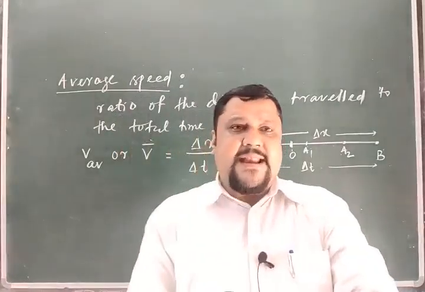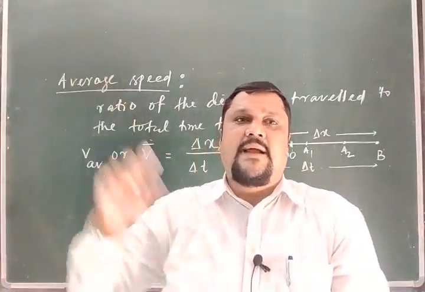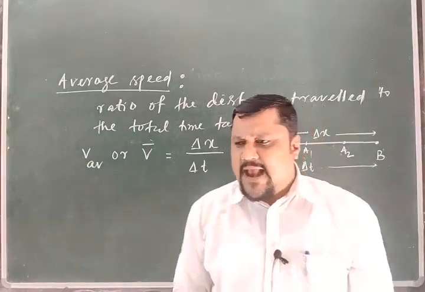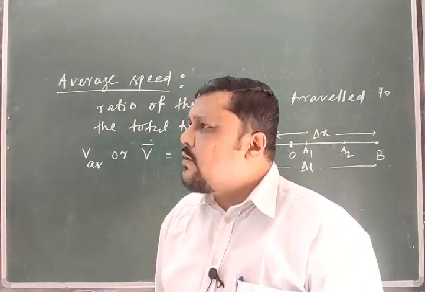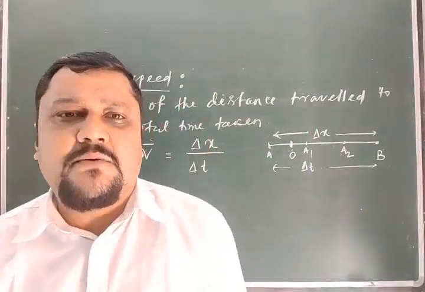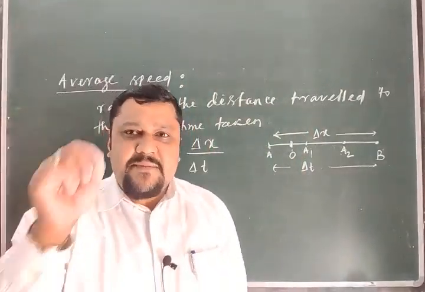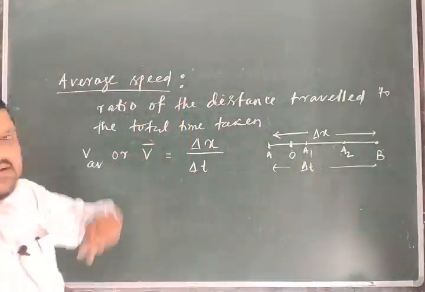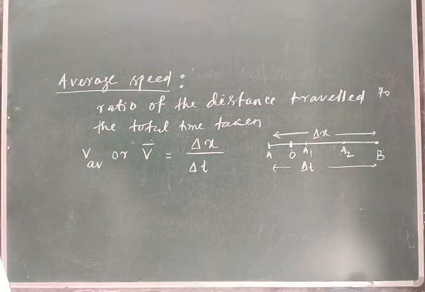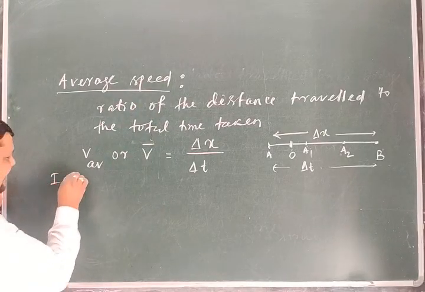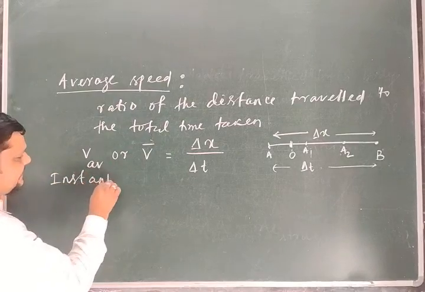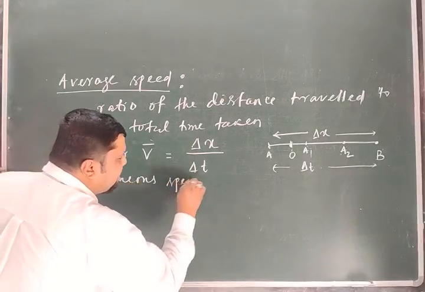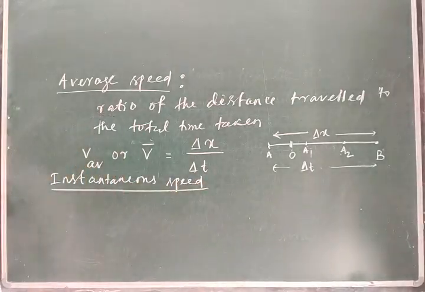You are traveling from your home to the picnic spot. You start from your home at 10 a.m. and reach there at 1 p.m. It takes 3 hours. But if I ask you, at the time t equal to 12:45, what was your speed? I am asking at a particular instant, what is your speed? In that case, we will not consider the average speed. We will take the instantaneous speed.